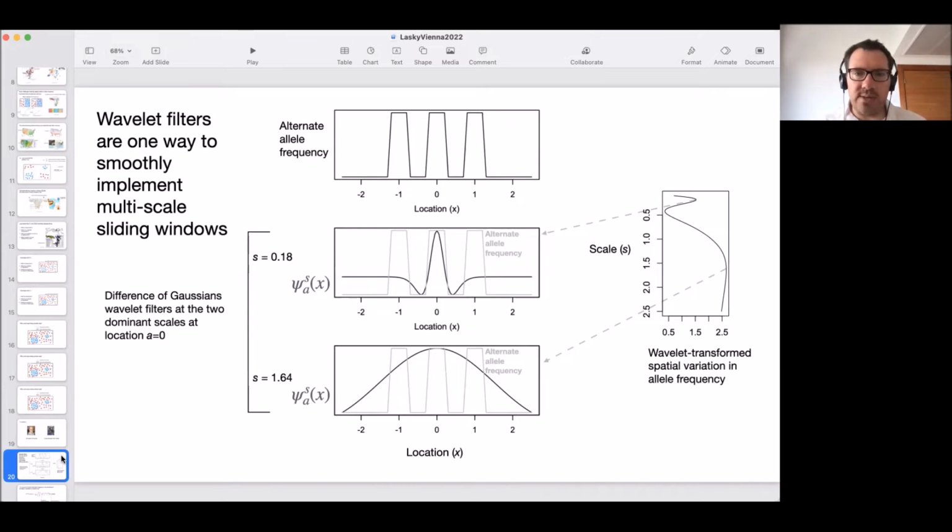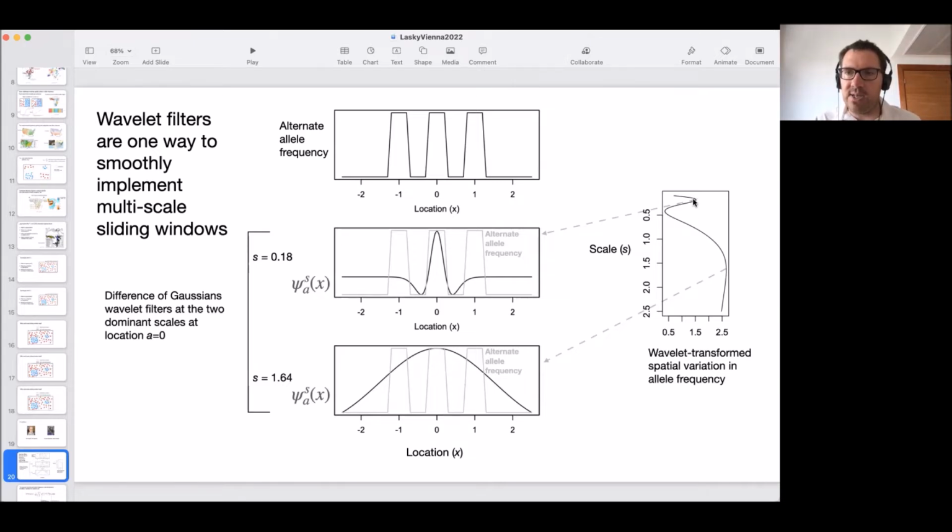And the wavelet that we're using here is a difference of Gaussians. This is subtracting 2 different Gaussian functions. S gives the dominant scale of variation in that filter, and A is the location where it's centered, and A is 0 here. So when you take this approach to these allele frequency data on the top there, and you look at how much variation there is in the wavelet transformed allele frequency, you end up with 2 peaks across scales. This is at far right here. We've got a peak around the scale of about 0.18.